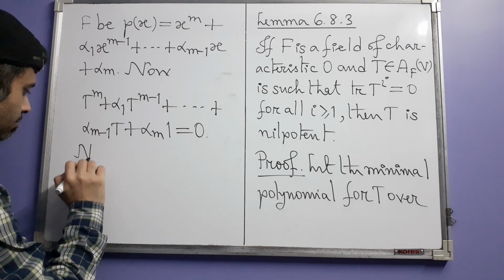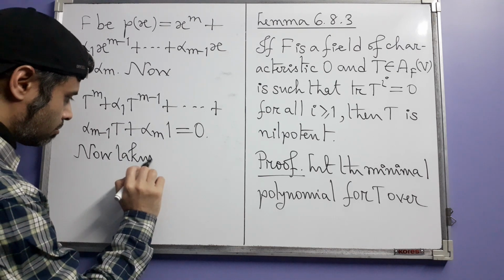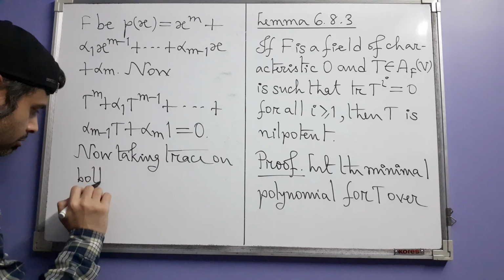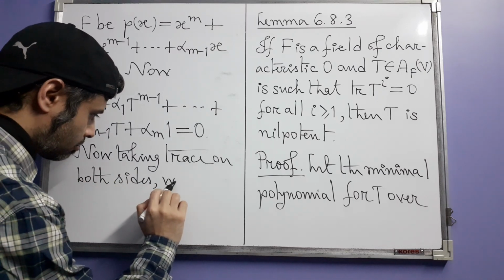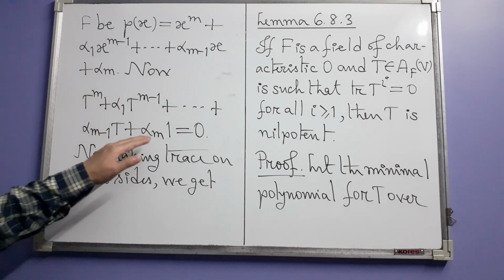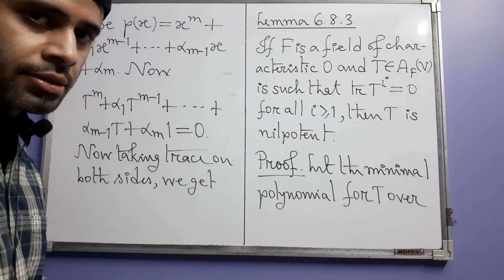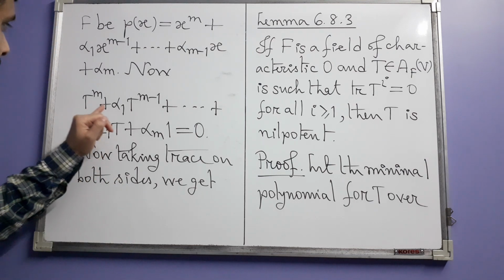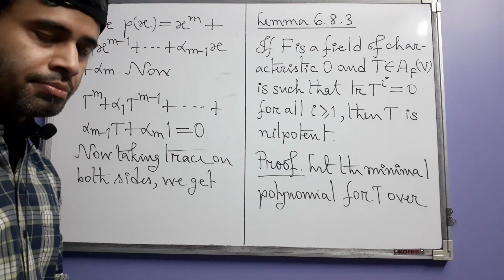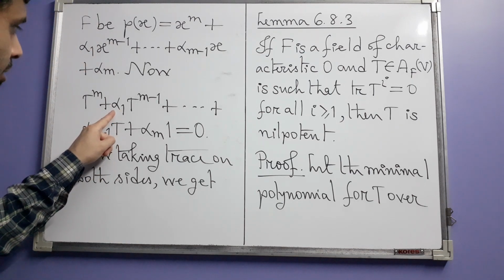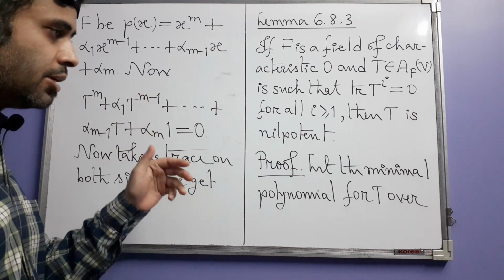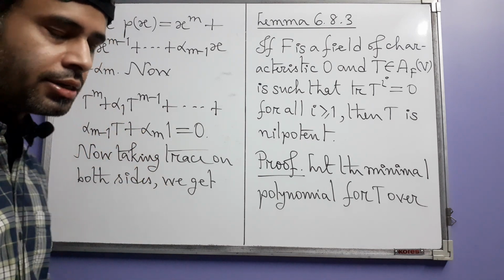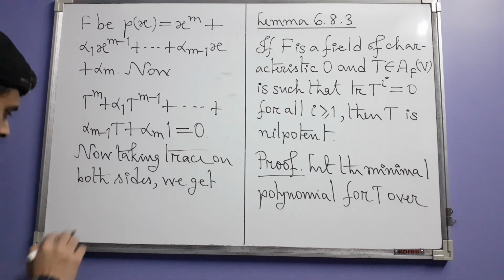Alright. Now, taking trace on both sides, and recalling that trace is a linear function. Linear function means the trace of this left hand side will be equal to the sum of the traces of the individual terms in this sum. And there also, for example, say the trace of alpha 1 times T to the power m minus 1 will be equal to alpha 1 times trace of T to the power m minus 1. The scalars can be taken outside. That is also a part of linearity. So we can at once write this.